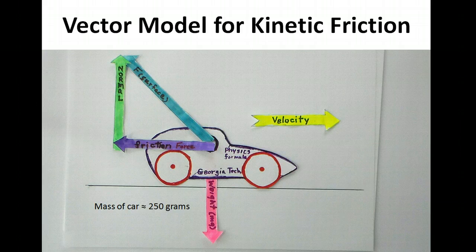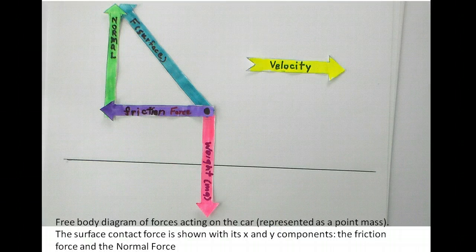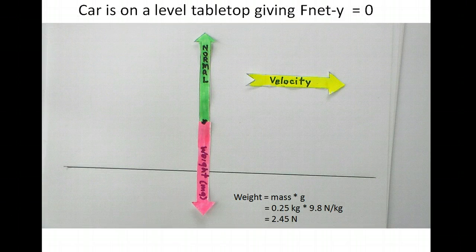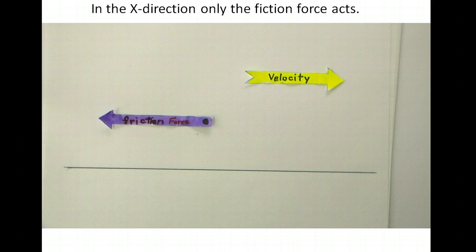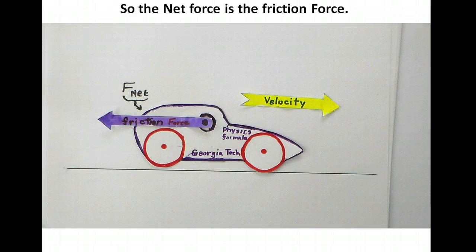Here is a vector model for kinetic friction. The surface contact force is shown and the force of gravity. The contact force is resolved into its normal component in the y direction and the friction component in the x direction. In the y direction, the net y force has a magnitude of 0. The normal force is equal and opposite to the weight force, which for this car is 2.45 newtons. In the x direction, only the force of friction acts, and it acts opposite to the direction of the velocity. So the net force is the friction force.